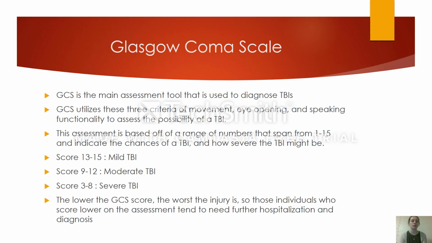So, if a patient receives a score of 13 to 15, this means that they have a mild TBI. If the patient scores between 9 and 12, this means that they have a moderate TBI. And if the patient scores between 3 and 8, this means that they have a severe TBI. So clearly, the lower the GCS score is, the worse the traumatic brain injury is. So those that have a lower score tend to need further hospitalization and diagnosis.